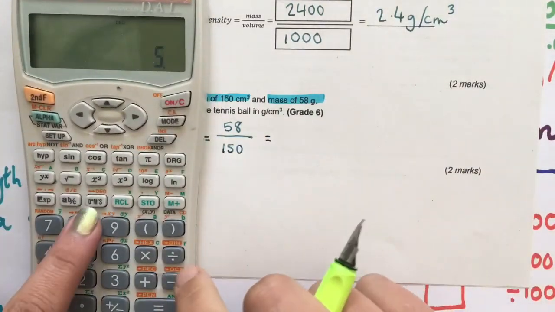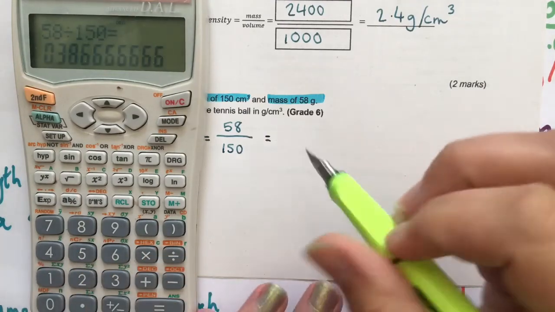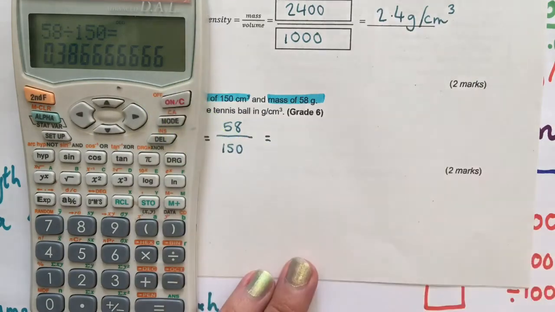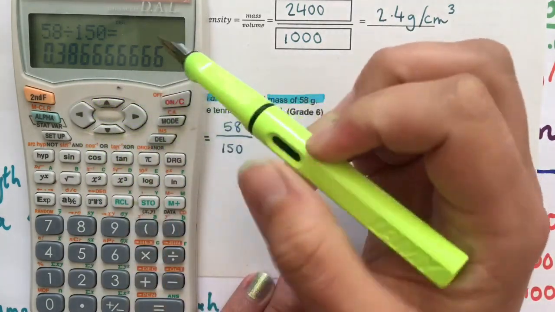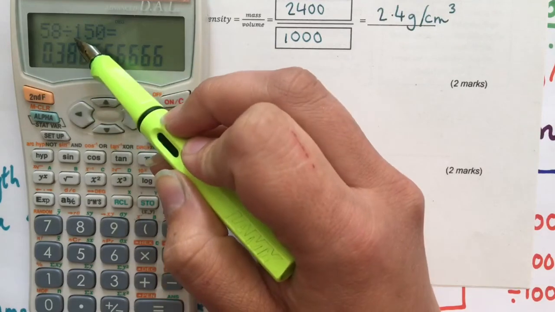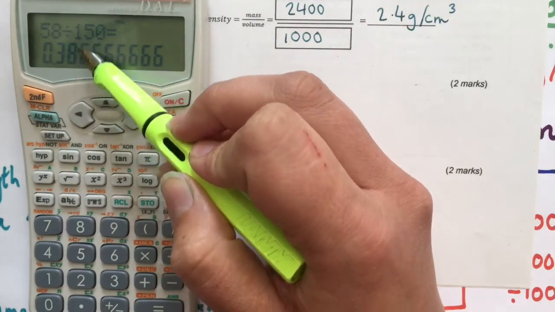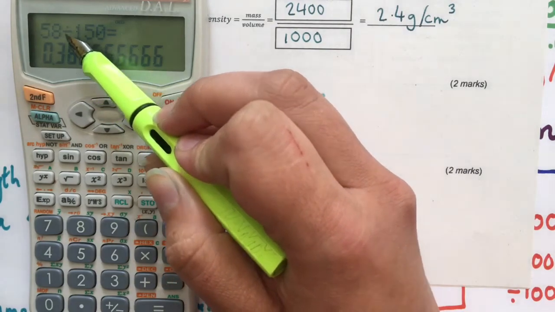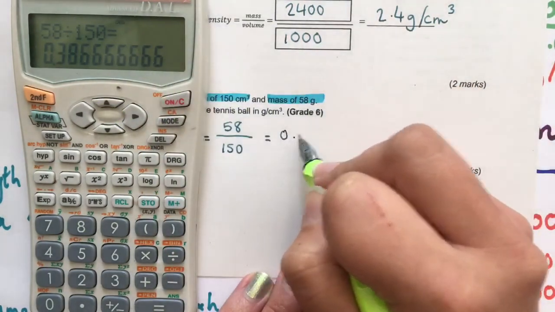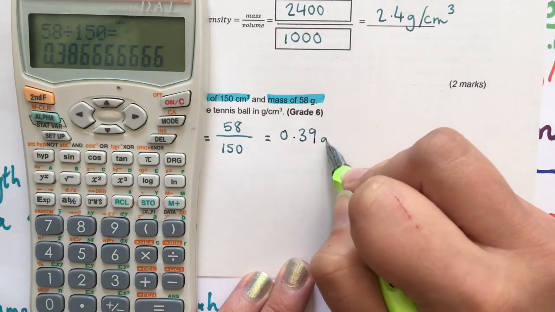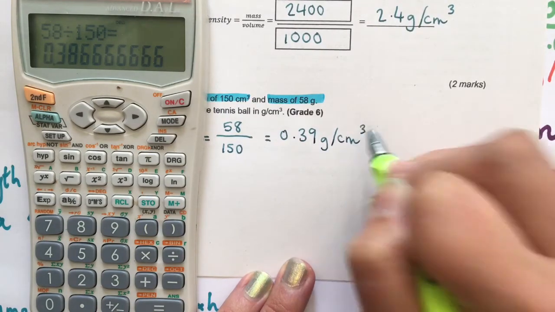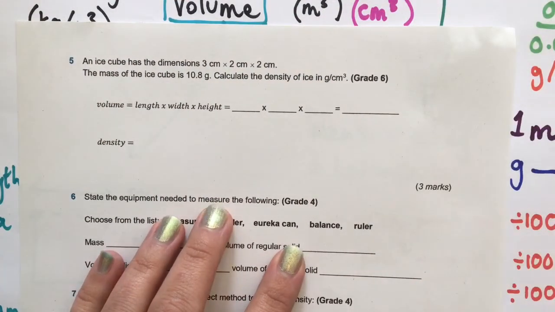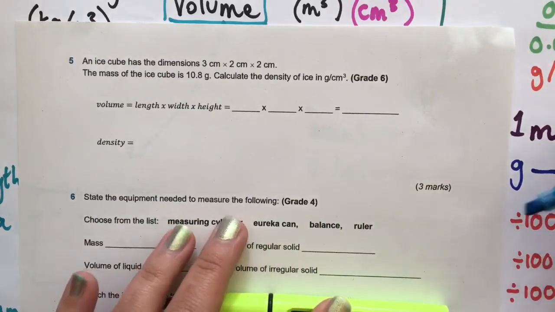So 58 divided by 150 is 0.38666666. We don't need to write all of these numbers. We're going to do it to two significant figures, so 0.3, and then because it's 86, that 6 rounds up. So we have 0.39 grams per centimetre cubed. And for this lesson, we're just going to do this top question. We'll leave the next ones for the next lesson.